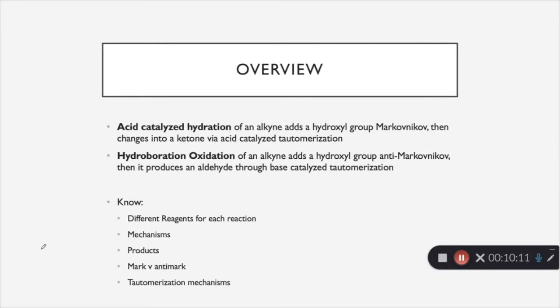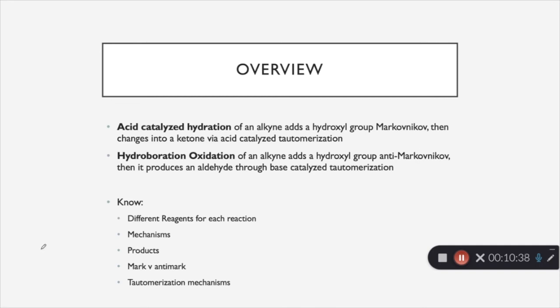Now we're just going to do a little overview of everything we just talked about. There are two types of hydration reactions for alkynes. The first one is acid-catalyzed hydration, and that is going to add a hydroxyl group Markovnikov, and then that changes into a ketone via acid-catalyzed tautomerization. We then have hydroboration-oxidation, which adds a hydroxyl group anti-Markovnikov, and that produces an aldehyde through base-catalyzed tautomerization.